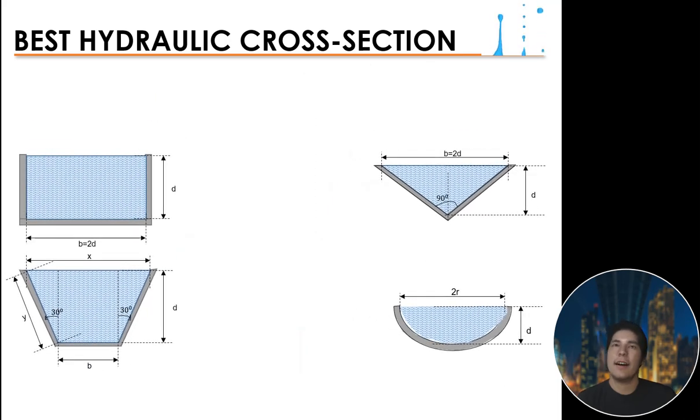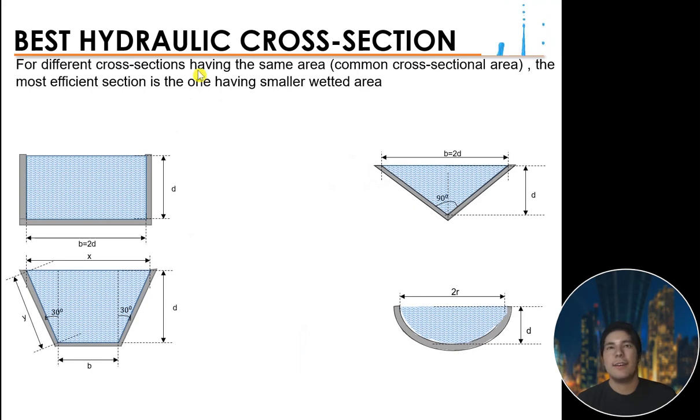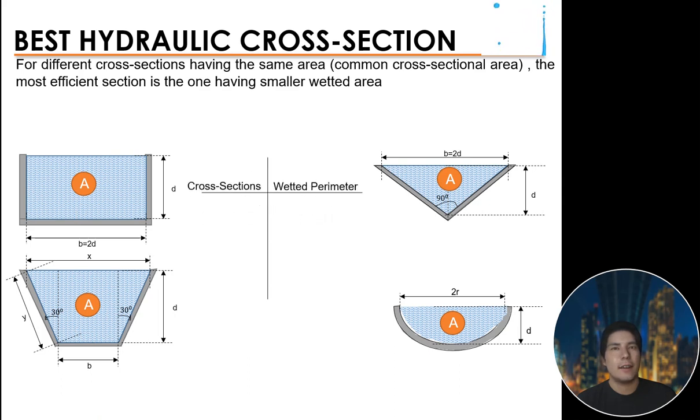Now, if the cross-sectional areas are common, for different cross-sections having the same area, then you will choose, no? For instance, if their areas are common, you choose which one is cheaper, right? Or most economical. That is the one with the smaller perimeter, no? Or you can also use this formula. You have this cross section and you have this wetted perimeter. It should be the perimeter, not the area. So for common area, we choose the smallest perimeter.